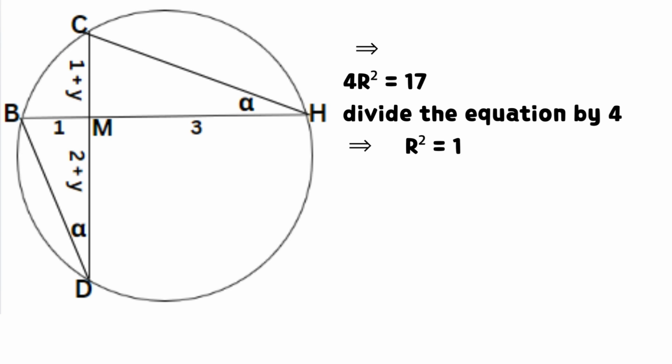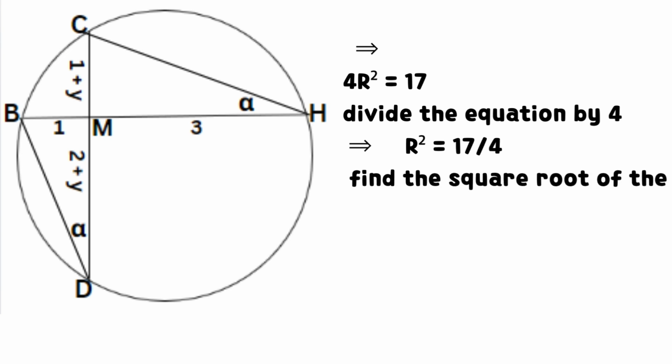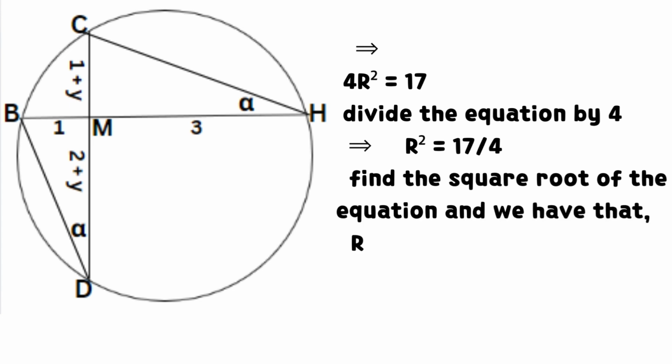Divide the equation by 4. This implies that the square of r equals 17 divided by 4. Find the square root of the equation, and we have that r equals the square root of 17 divided by 2 units.